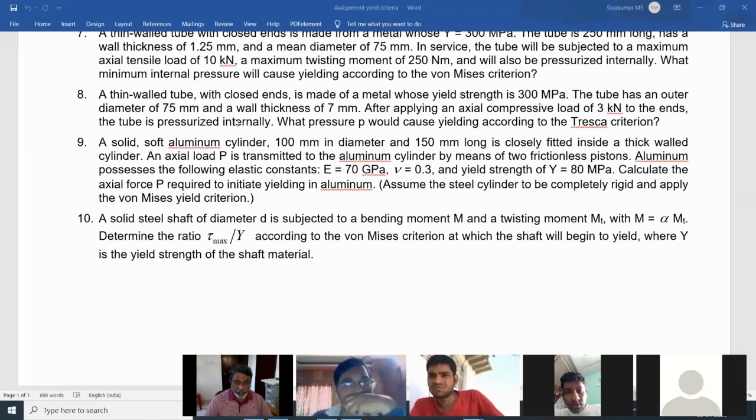Inside a thick walled cylinder. Okay, sir. So one is a thick walled cylinder, the other is a solid cylinder. Solid. Are you with me? Yes, sir. Length is given to you. An axial load P is transmitted to the aluminum cylinder by means of 2 frictionless pistons.